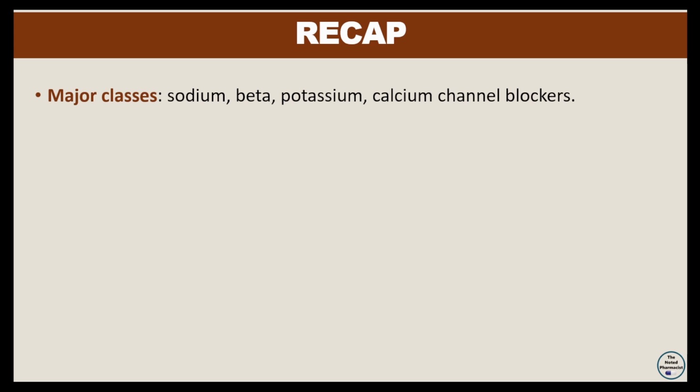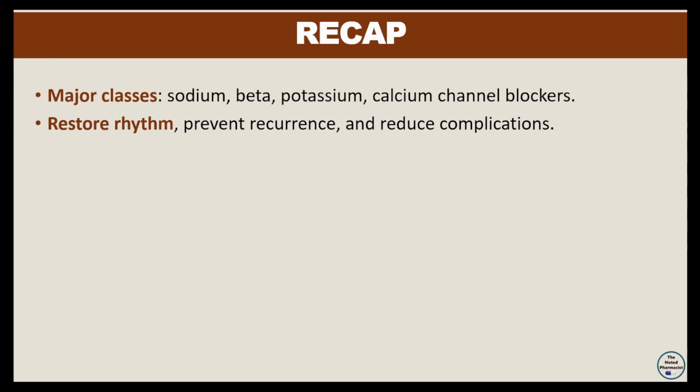Recap. Now that we've explored the topic of drugs used in arrhythmias, let's take a moment to recap. We've covered the major classes of antiarrhythmics, including sodium channel blockers, beta blockers, potassium channel blockers, and calcium channel blockers, along with their roles in arrhythmia management. We discussed how these drugs restore normal cardiac rhythm, prevent recurrence, and reduce complications.